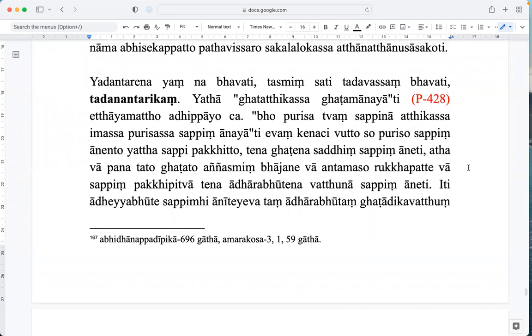Yadandari na yana bhavati. That's the main sati. Tata wasan bhavati. Tata nandari kan. So all explanation. Vaigaha. Tata nandaran. The word tata nandaran. Yadandari na yana bhavati. That's the main sati. Tata wasan. Then awasan bhavati.